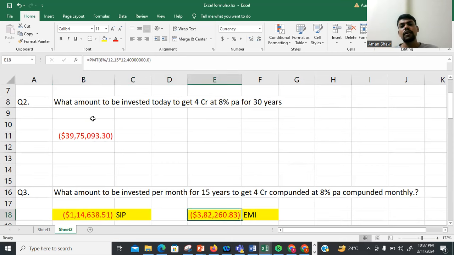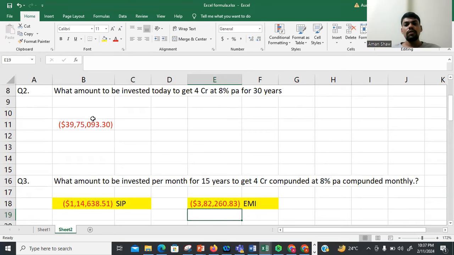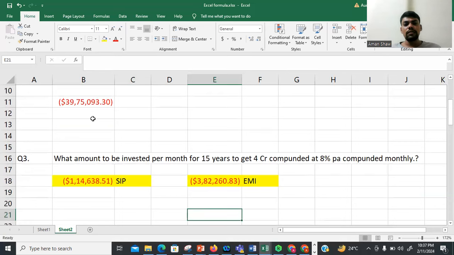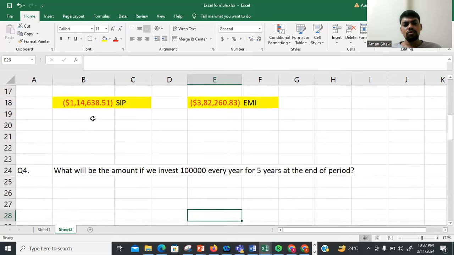And in the second case I calculated that if somebody has given you a 4 crore loan, what monthly equal installments at an 8% interest rate you need to pay so that you can close your loan. Okay, so I hope till here it is clear. Now let's move on to the next question.